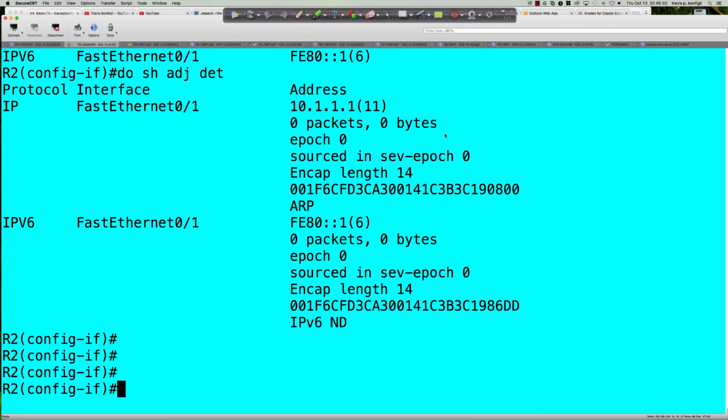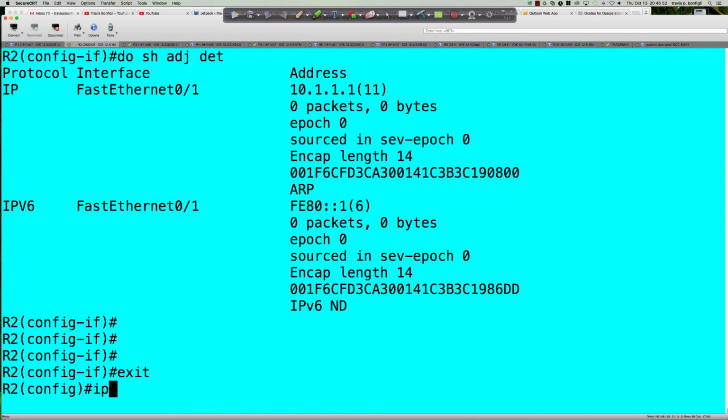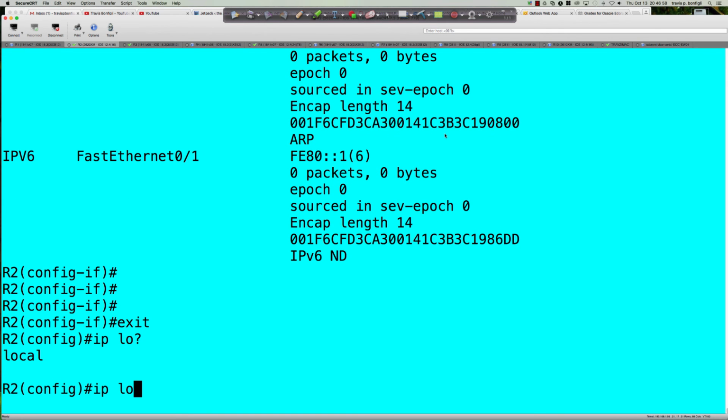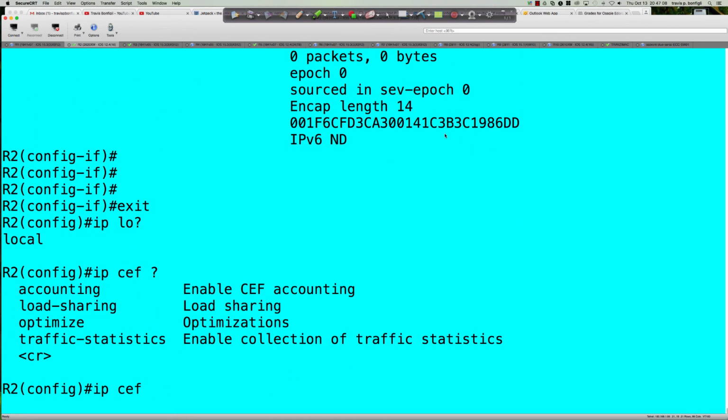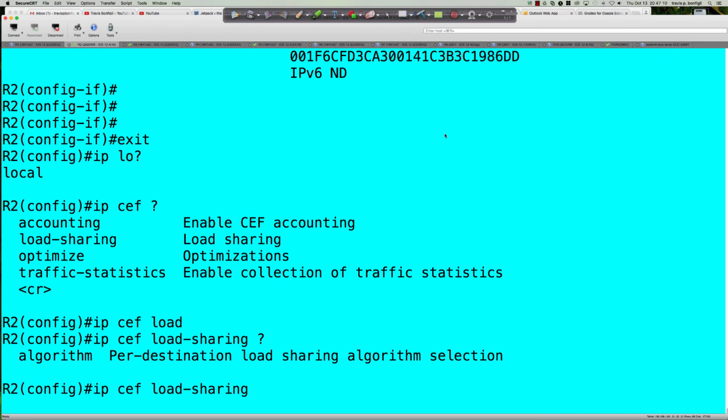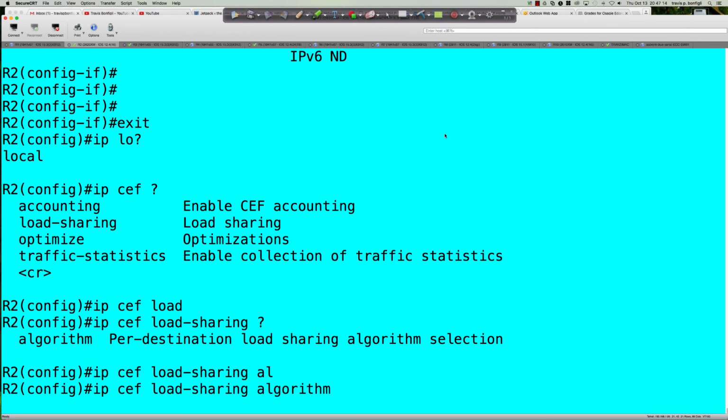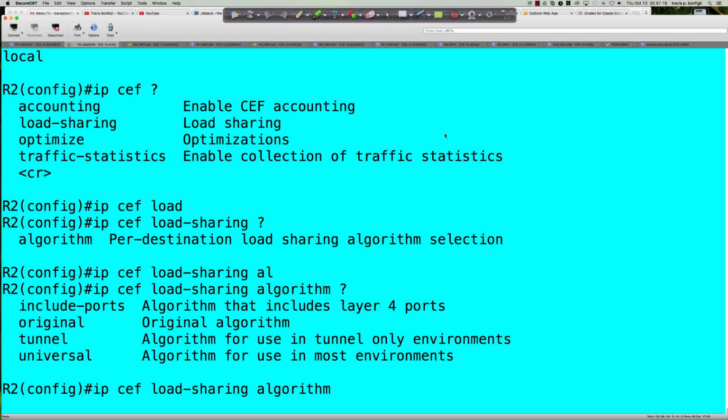I'm going to go into global config, and I think we're going to say IP, and I believe it is load sharing. No, it's not IP local. Give me a second here. I'm trying to remember how to tweak. Is it IP CEF? Yeah, IP CEF load sharing. There we go. Sorry about that. So IP CEF load sharing algorithm. You can actually pick the algorithm you're going to use.